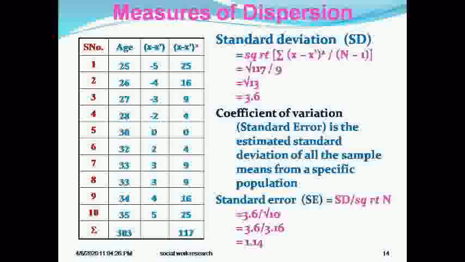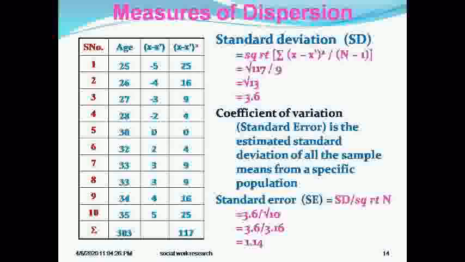27 minus 30 is equal to negative 3. 28 minus 30 is equal to negative 2. 30 minus 30, that is 0. 32 minus 30, 2. 33 minus 30, 3. 33 minus 30, again 3. The ninth value, 34 minus 30, 4. Then the 10th value, 35 minus 30, that is 5. So that is the difference of each observation from the mean.